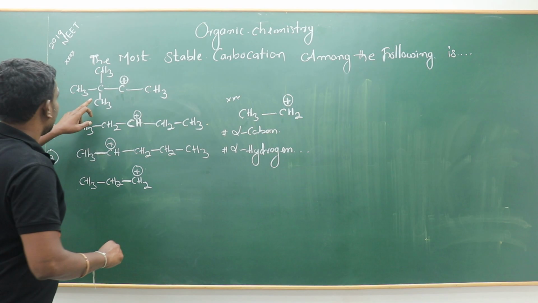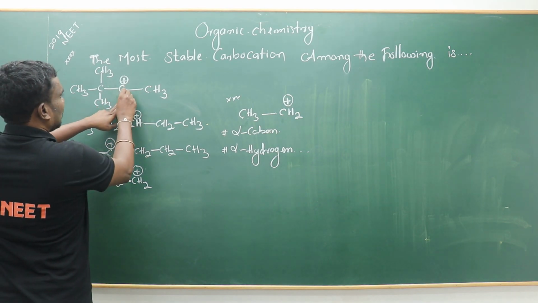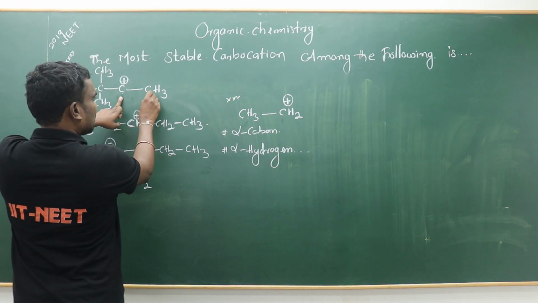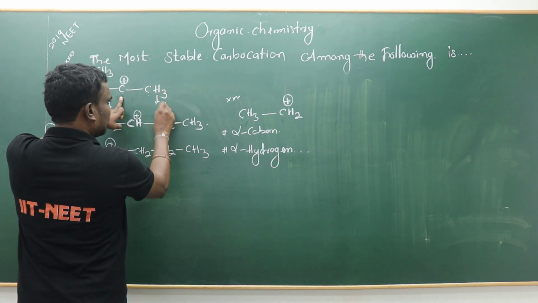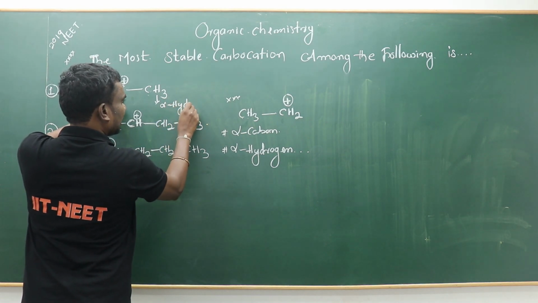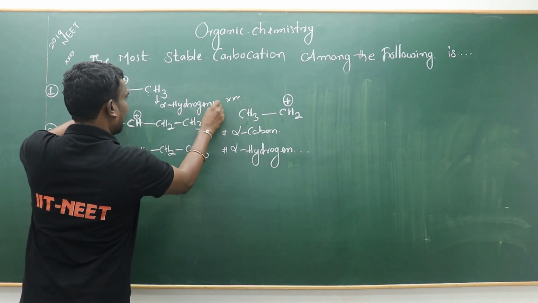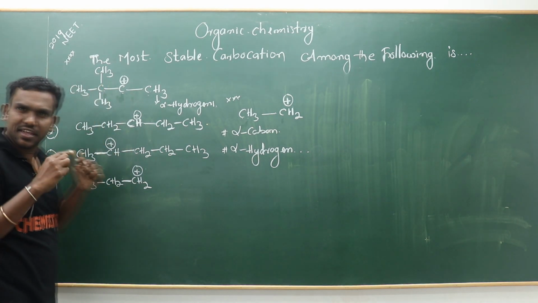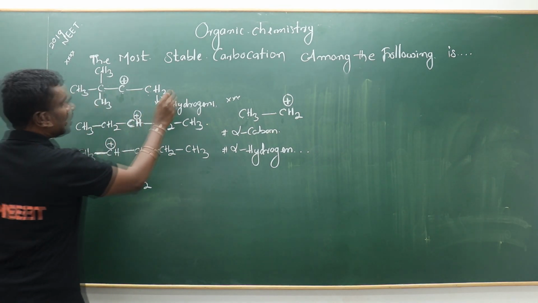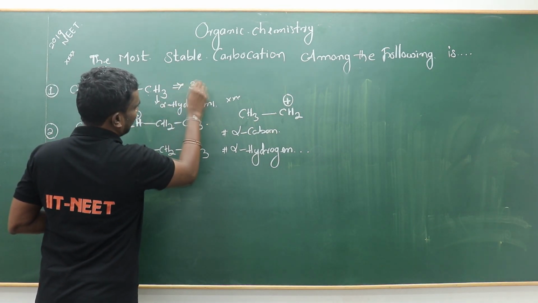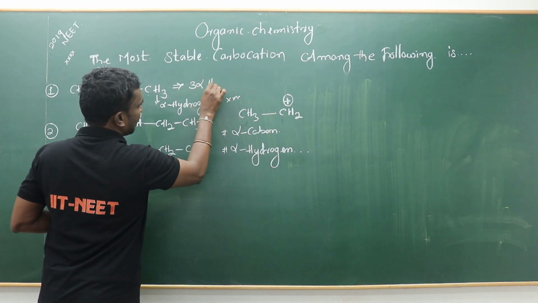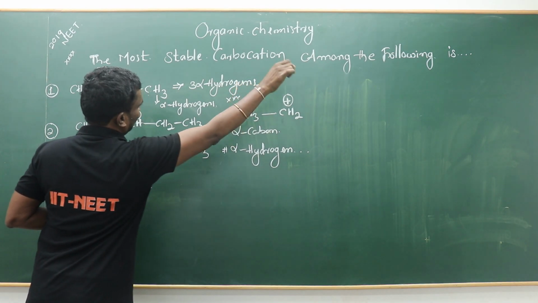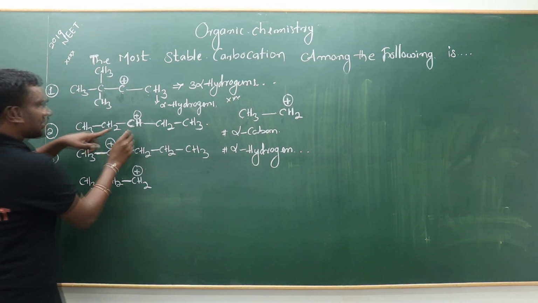See here. Observe carefully. This first option. Carbocation. This is alpha carbon. Here 3 alpha hydrogens. This is alpha carbon, but this carbon does not contain any alpha hydrogen, right? So finally, how many are there, my dears? Here 3 alpha hydrogens. Clear.